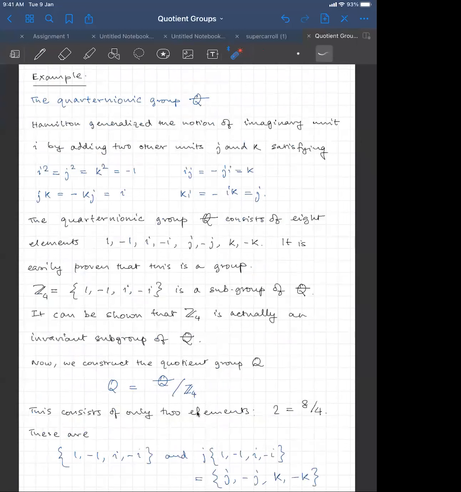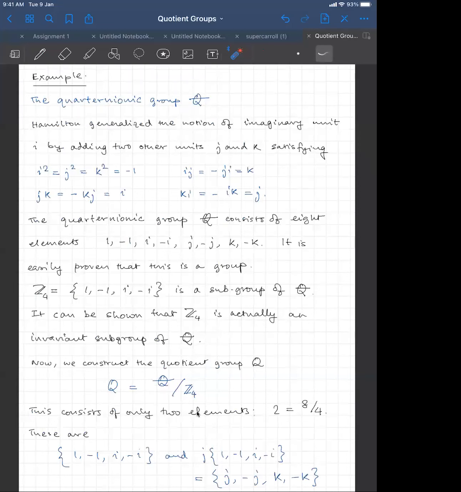So let's first define what this group is. We are going to define a quaternionic group, and we will call that Q. Hamilton actually generalized the notion of the imaginary unit i by adding these two other units to it, which are j and k, and they satisfy the following relations. All of these square to minus one. ji gives k, and if you interchange them, there's a minus sign. jk gives i, and ki gives j. Again, interchanging, all of them will have minus signs.